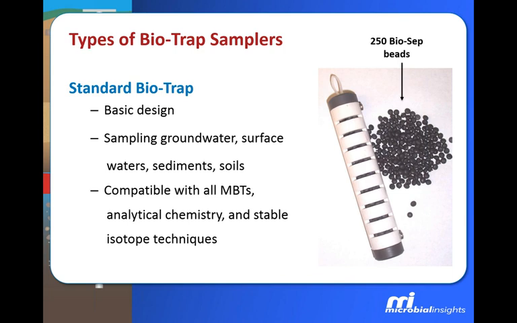So how does a biotrap work? Well, the secret of the biotrap is a particular type of collection medium called a bioset bead. And you can see a low magnification cross-section of a bioset bead in the upper right-hand corner of this slide. These beads are about 3 to 4 millimeters in diameter, about the size of a BB, and they're composed of only two materials, Nomex and powdered activated carbon.